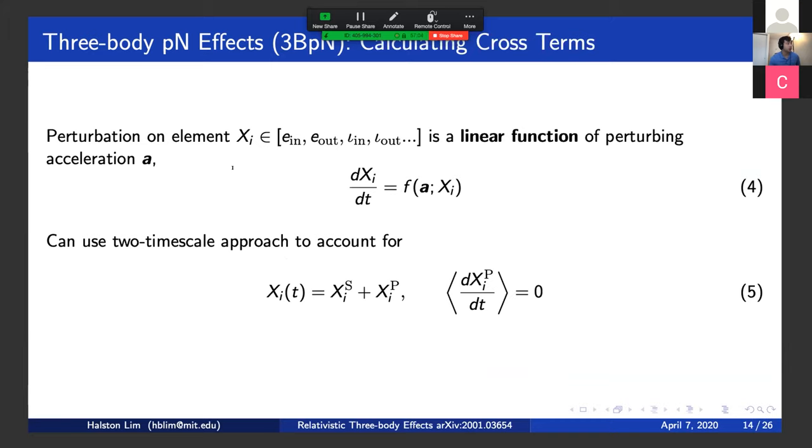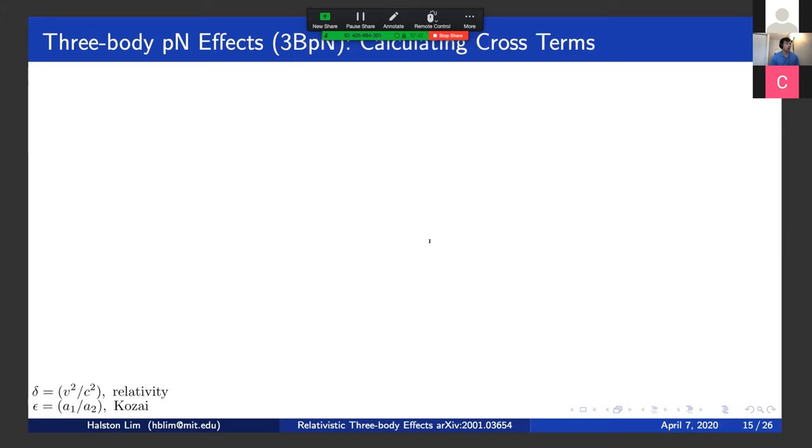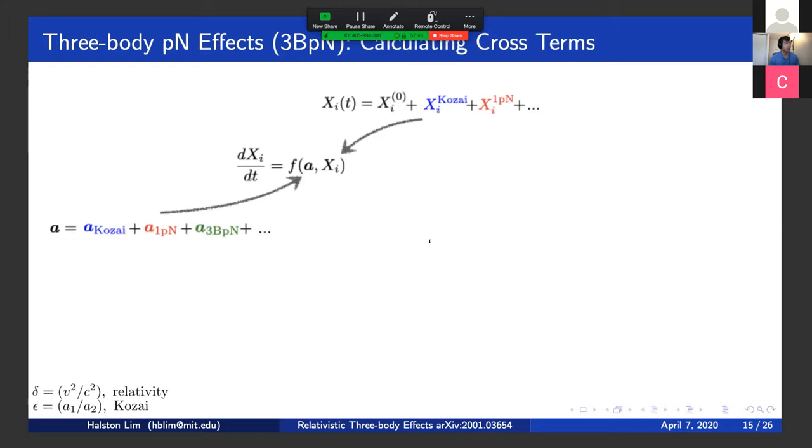So in general, the perturbation on an element xi, where i is some index over the 12 elements, so there's inner eccentricity, outer eccentricity, inclination, some other orbital angles, is a linear function of the perturbing acceleration A. So this is referred to as the Lagrange planetary equations. A detail is that you can use the two timescale approach to account for the fact that the orbital elements do vary on the secular or periodic manner, and you fold that into the analysis. So let's go into some details here.